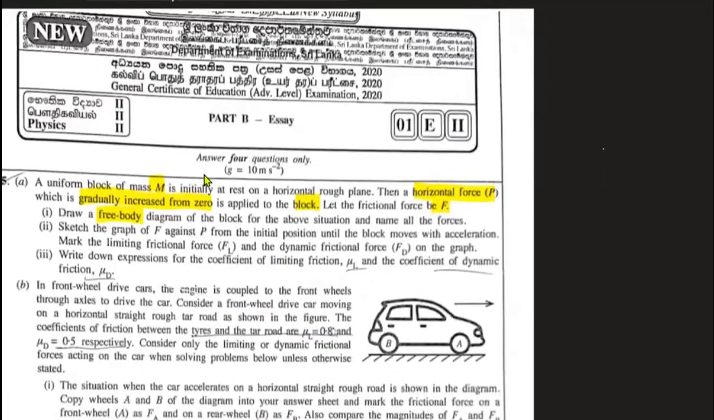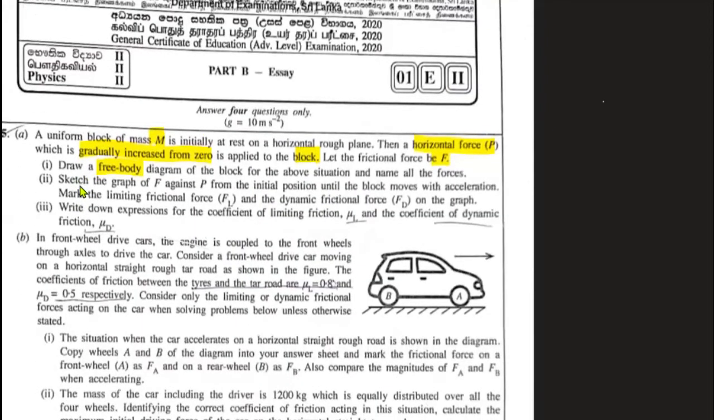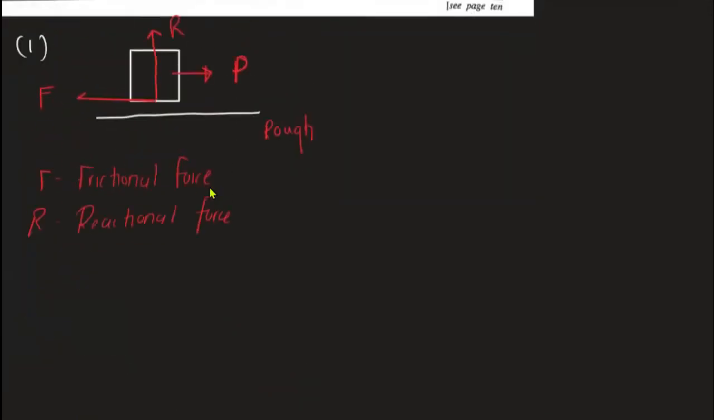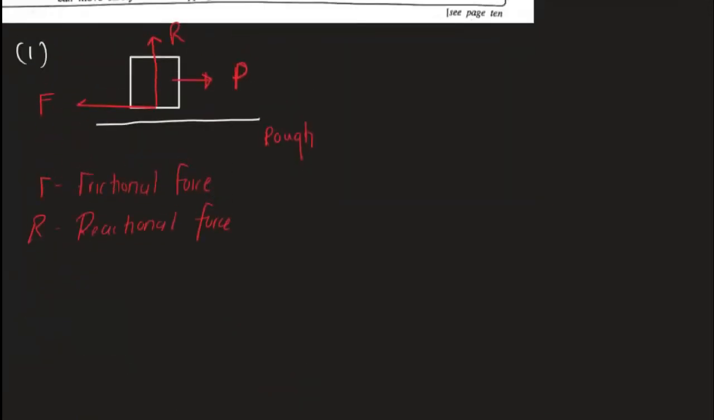So now let us see the next problem. They are saying sketch the graph of the frictional force F against P from the initial position until the block moves with an acceleration, right? We need to understand what they're asking; it's a simple problem. Usually, if there is the block, and you are applying a force, a capital P force, right?